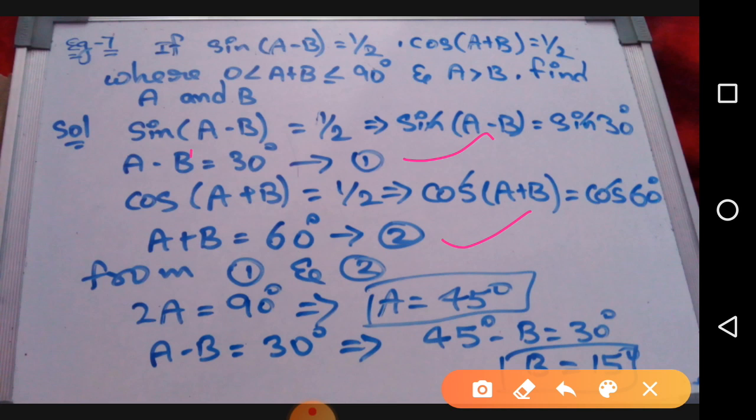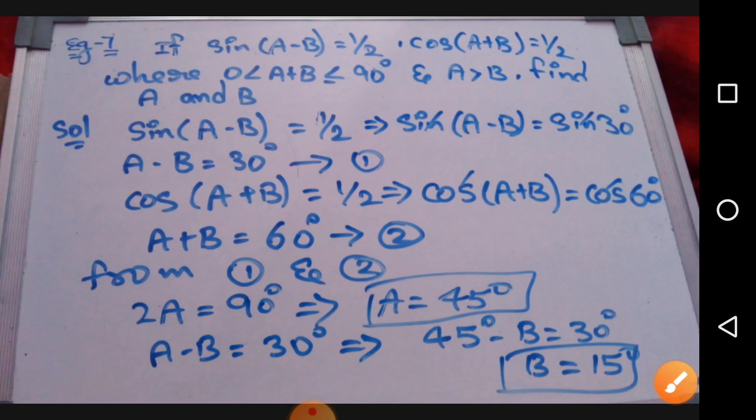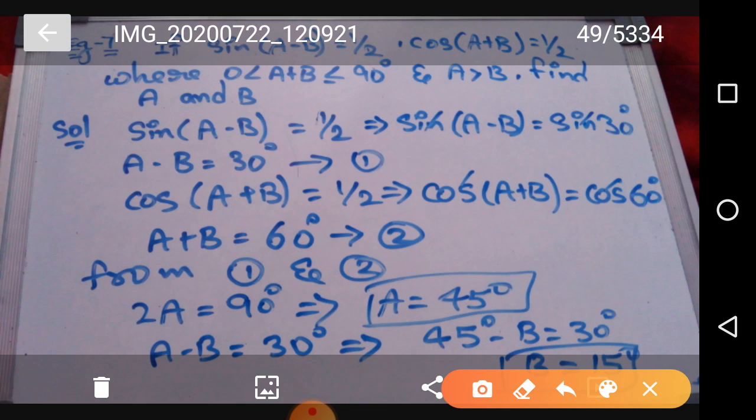Thus a equals to 45 degree, and once you get the value of a, you can substitute in either of the equations. Let's say I have substituted here in the first equation, that is a minus b equals to 30 degree, so 45 degree minus b equals to 30 degree, thus b equals to 15 degree you'll get. So the value of a is 45, okay, and value of b is 15.